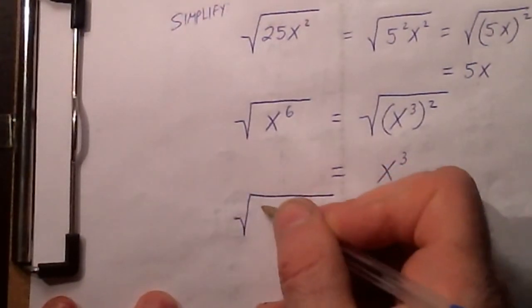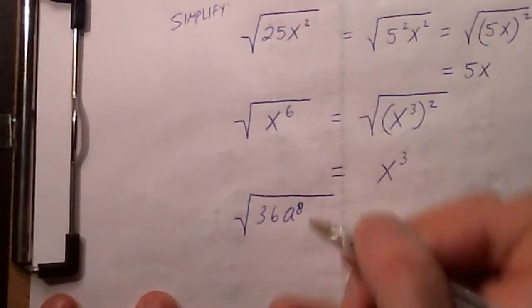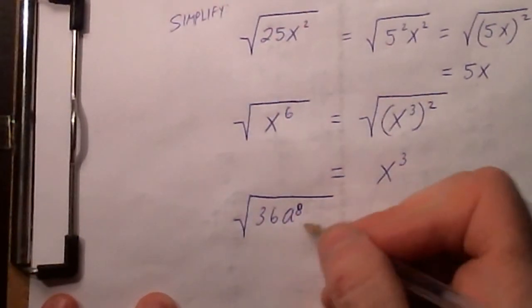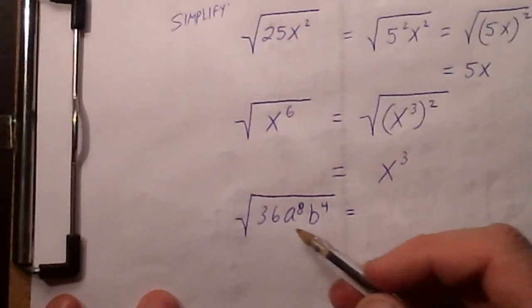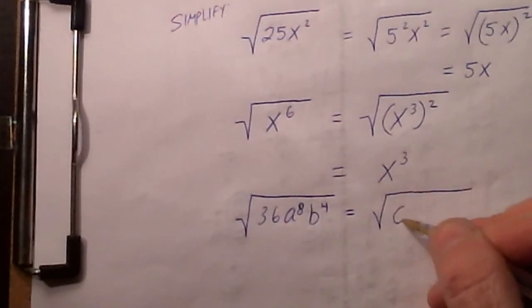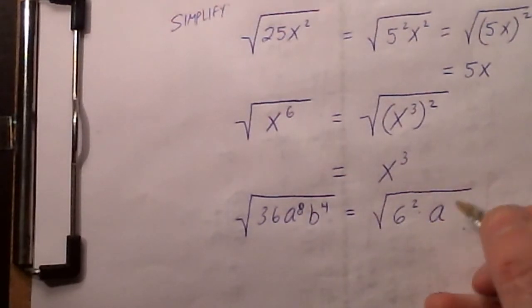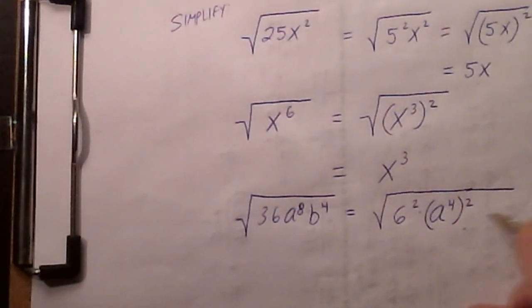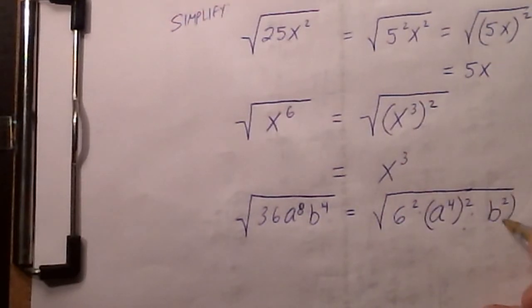All right, so how about the square root of 36 a to the 8th and b to the 4th? Well, we're underneath the square root, so we're searching for perfect squares. Well, 36 is the perfect square of 6. A to the 8th power is really the perfect square of a to the 4th power. Notice a to the 4th power squared is a to the 8th. B to the 4th power is the perfect square of b squared.